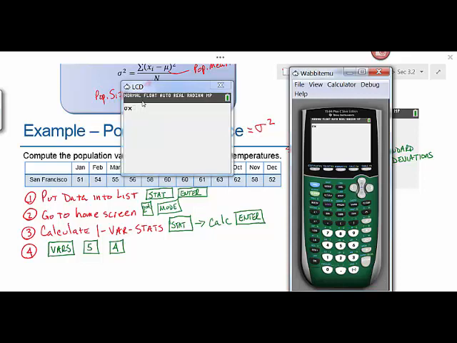Now all I need to do is square that, and how I square something is by hitting this square button that's right above the log. And you'll see on your home screen that 2 pops up right there. That means that you're squaring this variable. This variable has a number stored in it that we got by doing the one variable statistical analysis. And if you hit enter, that's going to give you your population variance.